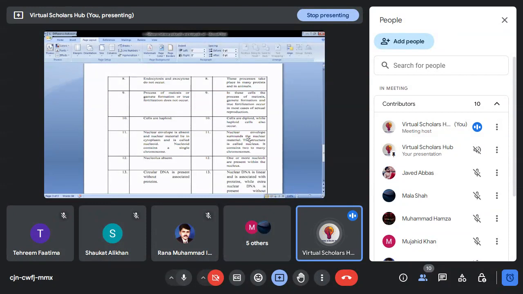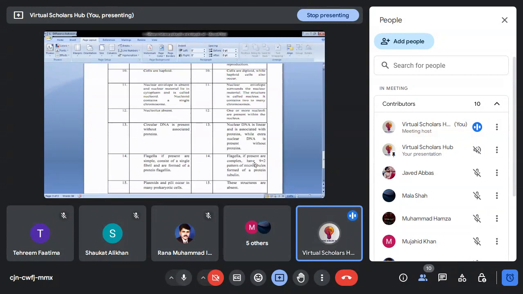And here the nuclear envelope surrounds the nuclear material, proper nucleus is present, proper chromosomes are present. So next, point number 12, nucleolus is absent here. Nucleolus is a darkly stained body which is present inside the nucleus. And number two, one or more nucleoli are present within the nucleus. It is absent in prokaryotic cell. It is present in eukaryotic cell. And as you know that nucleolus is the factory of ribosome synthesis.